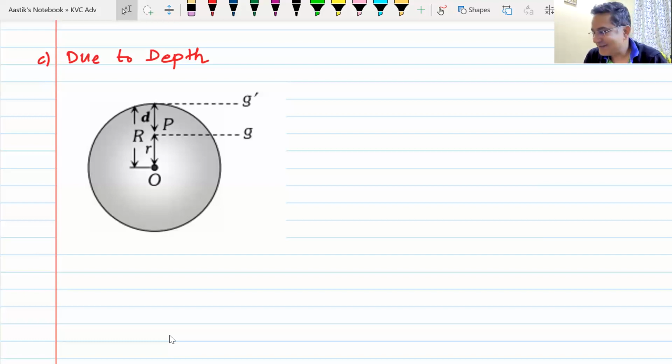Just because on the surface it is 4 by 3 pi rho into G into r. From there you have guessed that the value of g under the surface of earth will be 4 by 3 pi rho G into r minus d. Isn't it? That is how you have guessed it? Yes or no? Yes, sir.